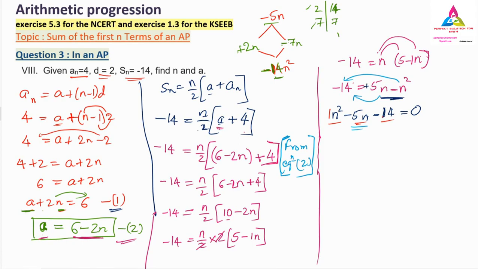So we can write that as n square as it is. Instead of writing minus 5n, I can write plus 2n minus 7n. So this middle term I have split in terms of 2n and minus 7n. That's minus 14, which remains as it is. Remember always, the first term and the last term you have to write as it is, but the middle term you have to split into 2.